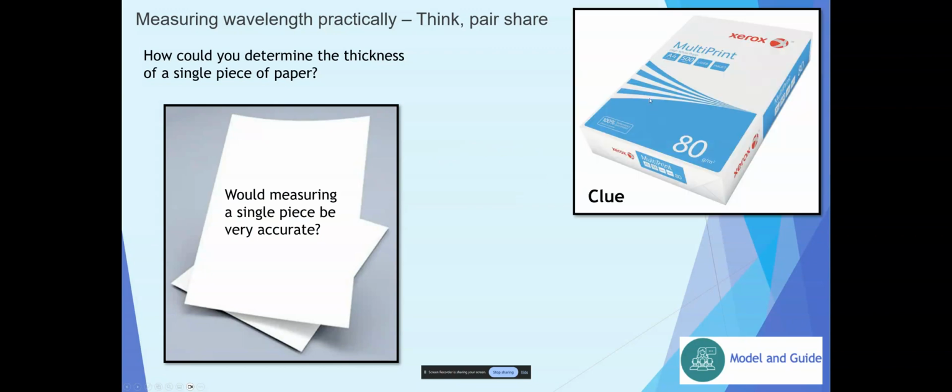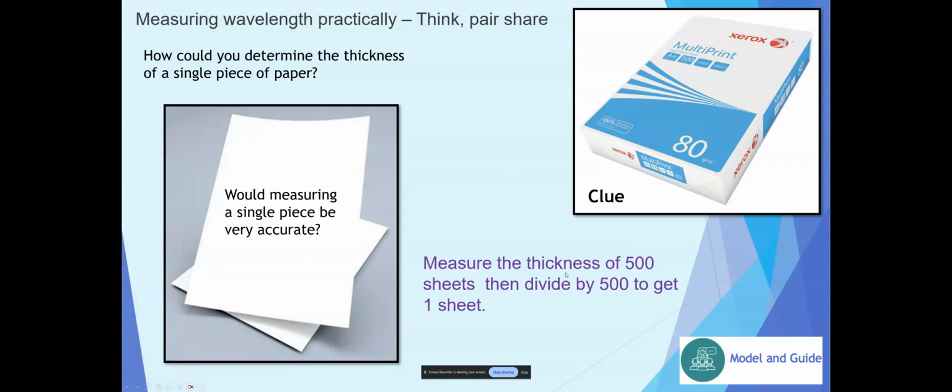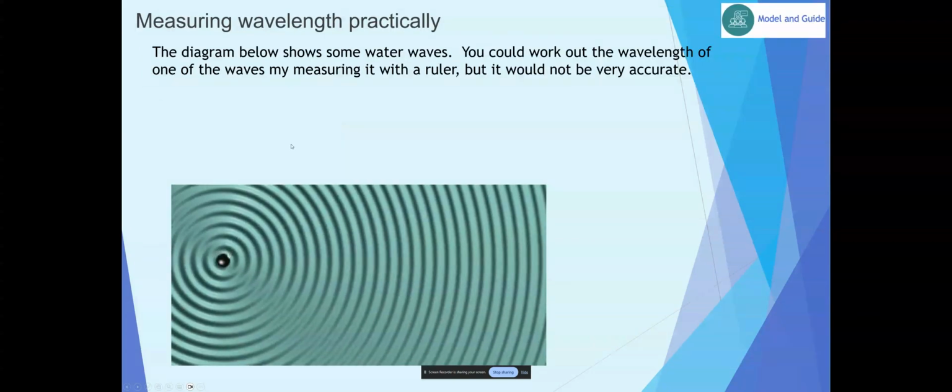We would measure all 500 sheets in a packet, measure its thickness, and let's say it's 10 centimeters. Then we divide it by 500 to get the thickness of just one of those sheets. That's what we'd do. Now, it's a similar sort of thing here.